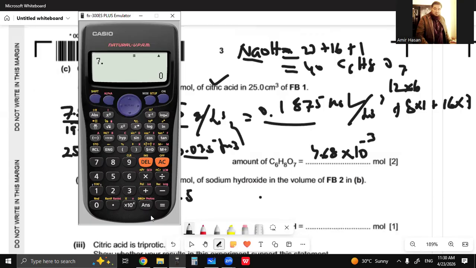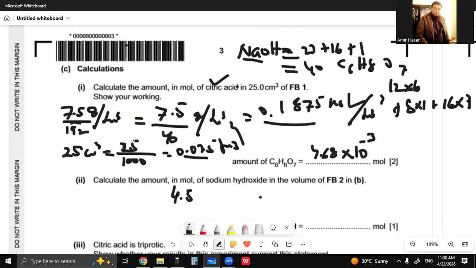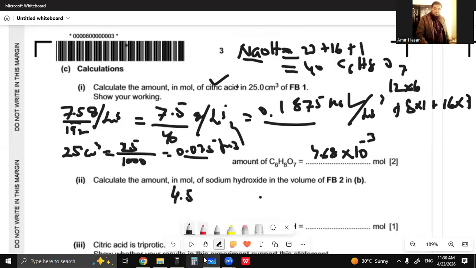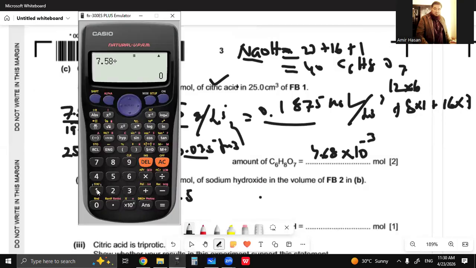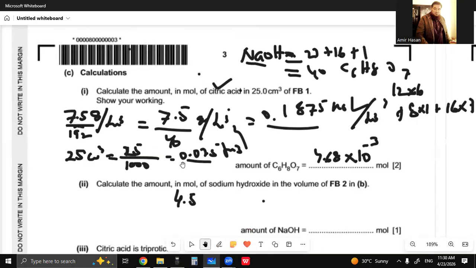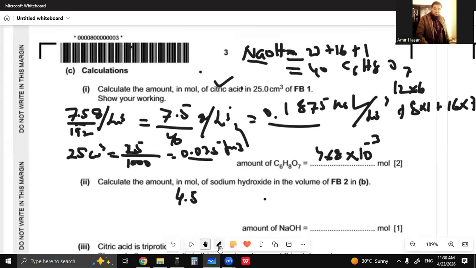What was the 7.58? Divided by the citric acid mass. What was the citric acid mass? It is 192. Now the concentration of citric acid is changed into mole per cubic decimeter. 0.039. Okay. Now when we are solving for citric acid, we get 0.493.